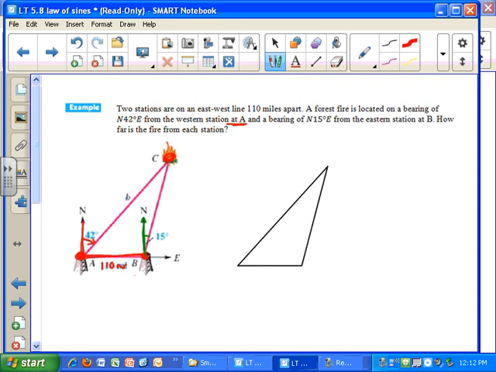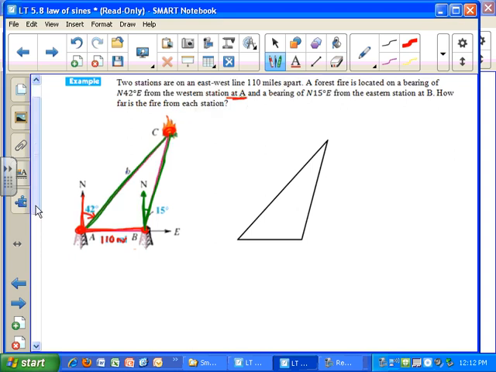And the question is, how far is the fire from each station? So we want to know how far is the fire from this station and how far is the fire from this station. I think it's sometimes helpful to have a drawing with the labeling and everything on it, but then also just get one simple triangle where you don't have all the extra lines in there. You just have the information that you need.